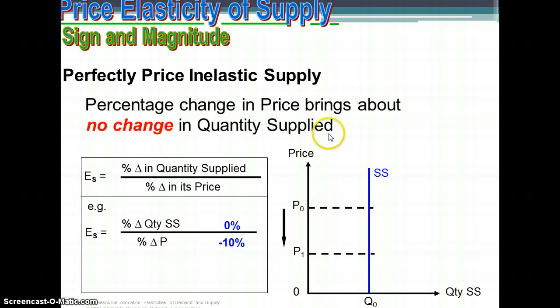The last case is where the supply curve is perfectly price inelastic, which means that a decrease in the price will leave the quantity supplied unchanged. So a percentage change in the price brings about no change in quantity supplied. Therefore, the PES value is equivalent to 0.